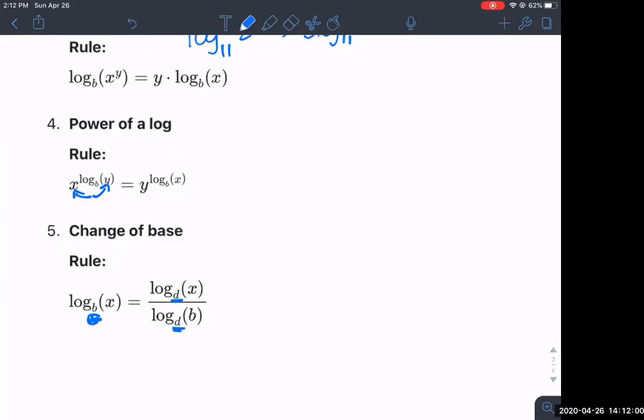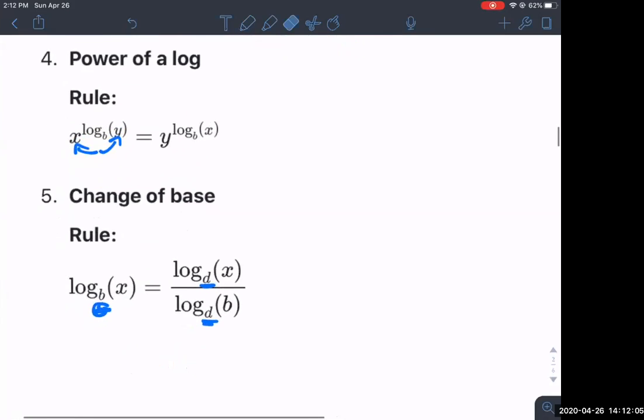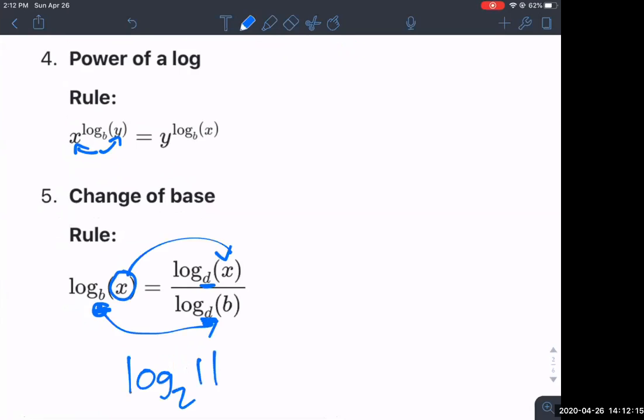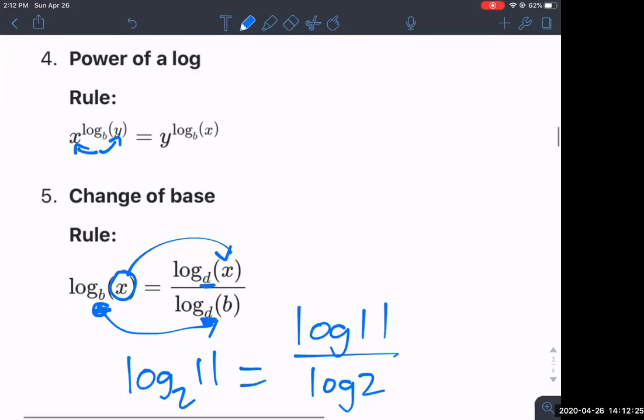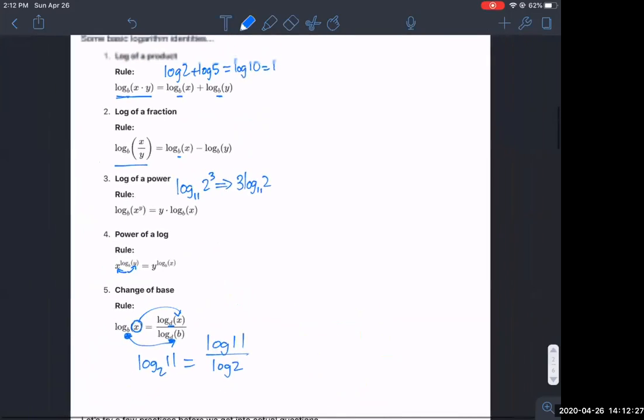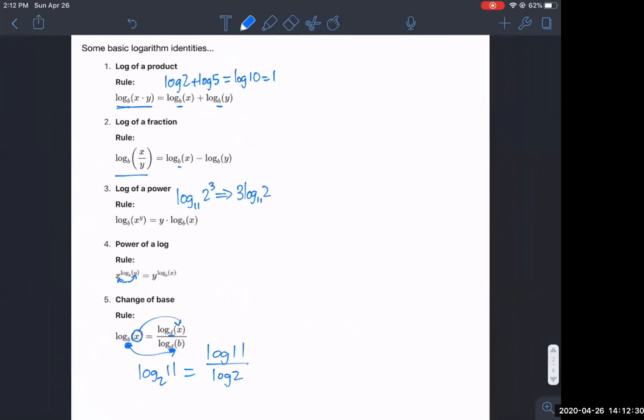D would probably be 10 if you wanted it to, but anything really works. And it depends on the question, but you can put this on the top and then have that. So something like log base 2 of 11, you can turn it into log 11 over log 2, which can be really, really handy. I'll leave these up for a bit because if you want to write them down somewhere, you definitely want to know these like the back of your hand.